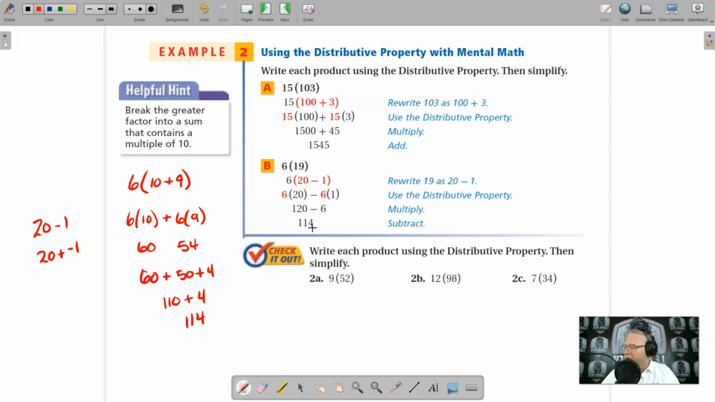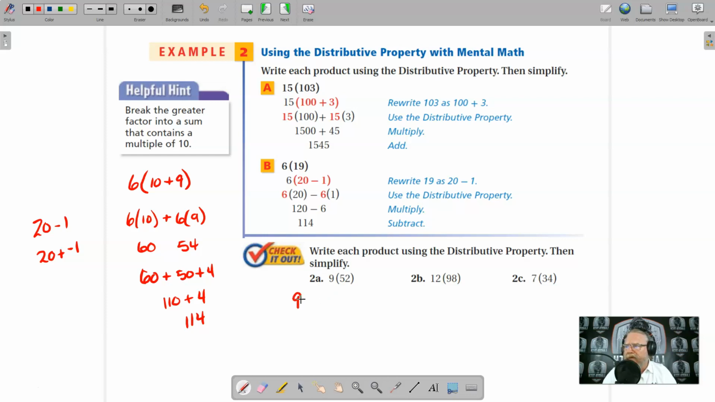So we shall move along. So 6 times 20 is 120. 6 times 1 is 6. We still have the subtraction here. 120 minus 6 is 114. So that's how they would get to that there. Let's go ahead and apply that here to our check it out.